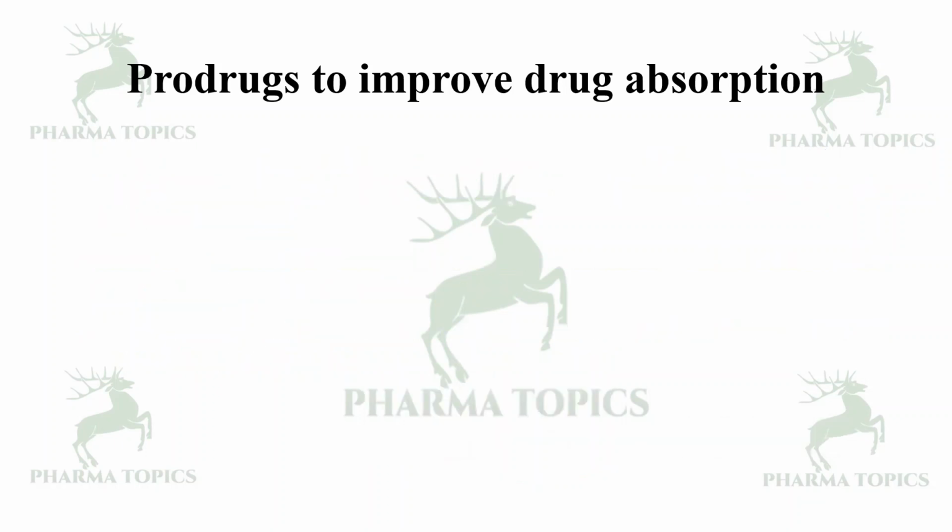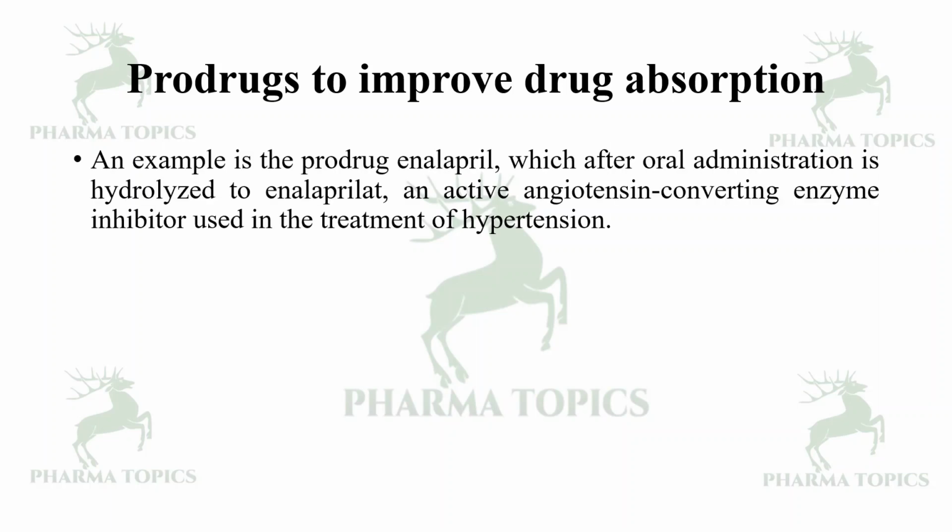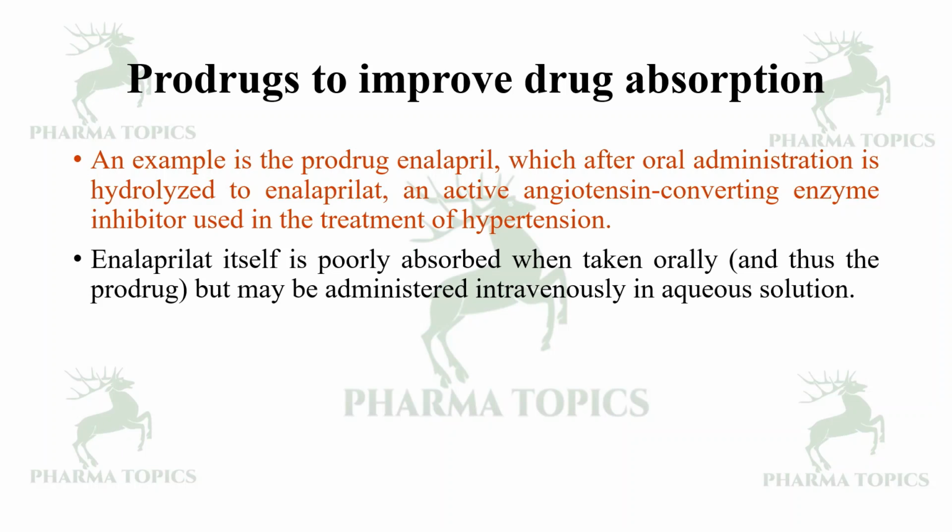Let us see some other examples of prodrugs to improve drug absorption. An example is the prodrug enalapril, which after oral administration is hydrolyzed to enalaprilat, an active angiotensin converting enzyme inhibitor used in treatment of hypertension. Enalaprilat itself is poorly absorbed when taken orally, and thus the prodrug strategy enalapril may be administered, then it gets converted to enalaprilat. But enalaprilat is also available for IV administration. It has a shorter half-life.